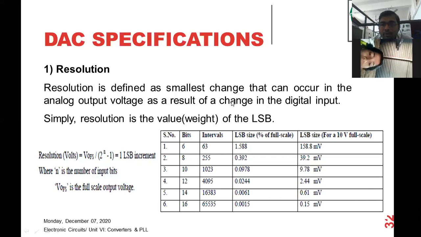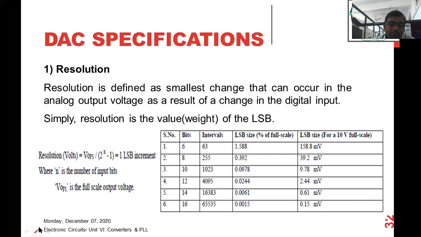So simply, resolution is nothing but the value of the LSB, or the weight of the least significant bit, and you can define the resolution in terms of voltage as the full scale output voltage range upon 2 raised to the power n minus 1, where n is the number of bits.